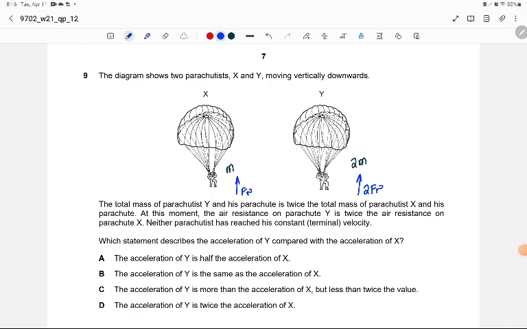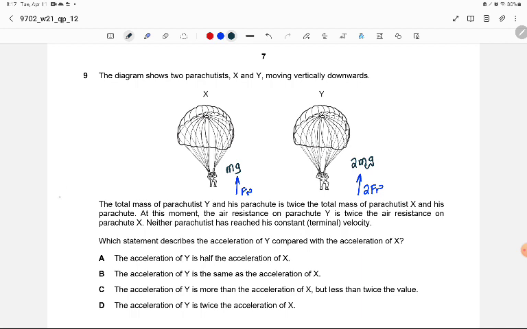At this moment, the air resistance on the parachute is twice this. Neither parachutist has reached its constant terminal velocity. Okay. This statement describes the acceleration of Y compared with the acceleration of X. So we need to find the resultant force. Let's just do this part. अगर हमारे पास यहाँ पर लिख लें mg, so that is going to be the weight, and we can also write mg over here. So let's just look at this option.